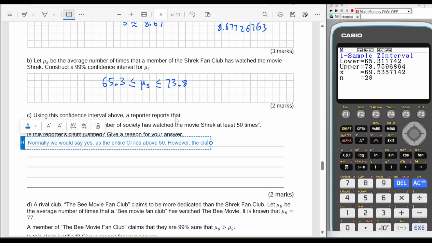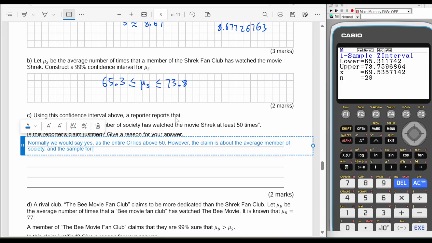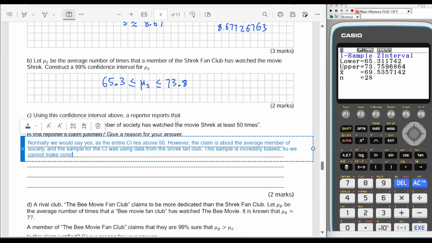However, the claim is about the average member of society, and the sample for the confidence interval was using data from the Shrek fan club. This sample is incredibly biased. So we cannot make conclusions about an average member of society.